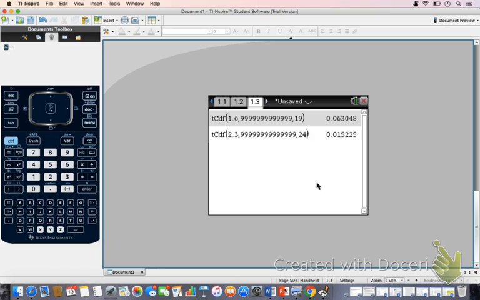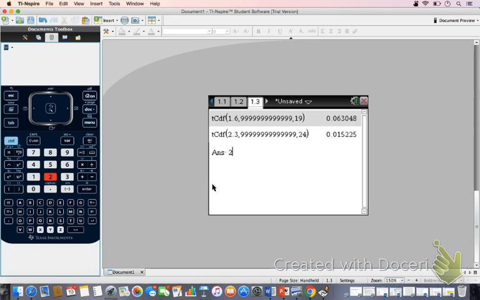Remember, the p-value we get gives us one tail of our test. Since this was a two-tailed test, we're going to take this answer and multiply it by 2 or double it. So we'll see that the probability of getting a test statistic of 2.3 or greater or negative 2.3 or less would be 0.03, or in other words, we have a 3% chance of this probability occurring.